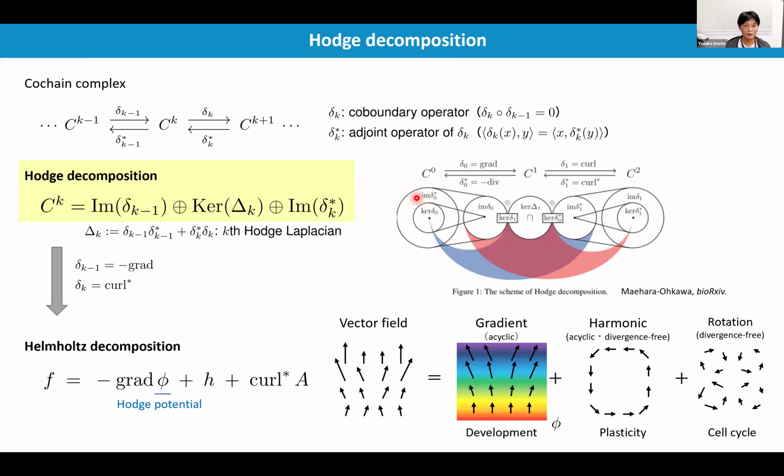So we simplify the flow using the Hodge decomposition. Suppose we have a cochain complex, for example, a sequence of Hilbert spaces connected by coboundary operators. Then the Hodge decomposition decomposes the space into three orthogonal direct summands. In vector calculus, the Hodge decomposition leads to the Helmholtz decomposition by setting the coboundary operators as the gradient and the adjoint of the curl.